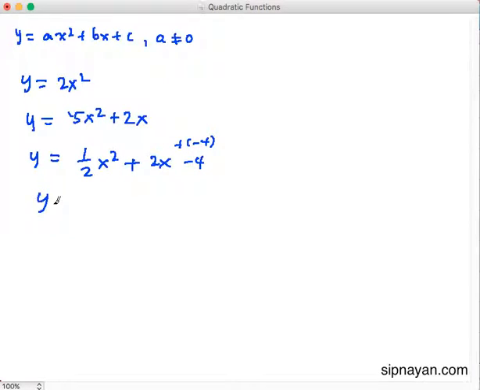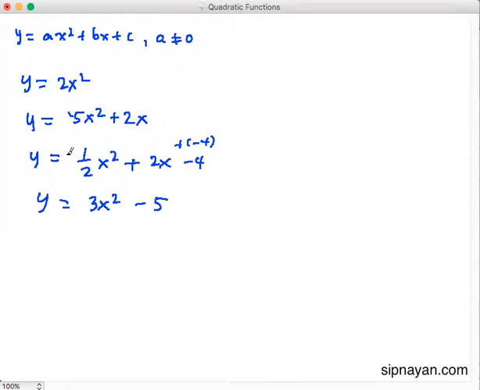And lastly, we have also y equals, for example, 3x squared minus 5. So dito, wala naman siyang b, ang a niya ay 3, at ang c niya ay negative 5. Okay, so yan yung mga some examples of a quadratic function.